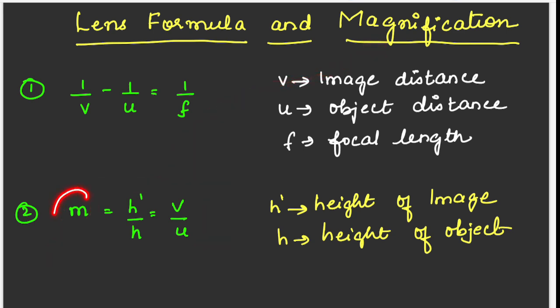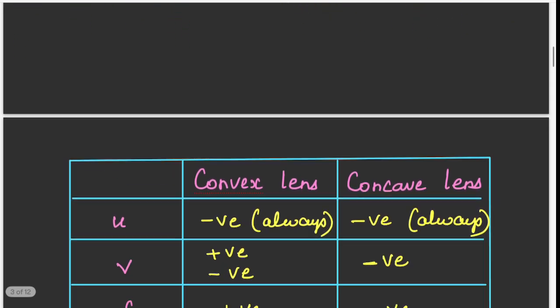Small m is nothing but magnification. Small m is equal to h dash divided by h, which is equal to v divided by u. What is h dash? h dash is called the height of the image and h is called the height of the object. So these are the two formulas we will be using to calculate the image distance, object distance, and also the magnification.